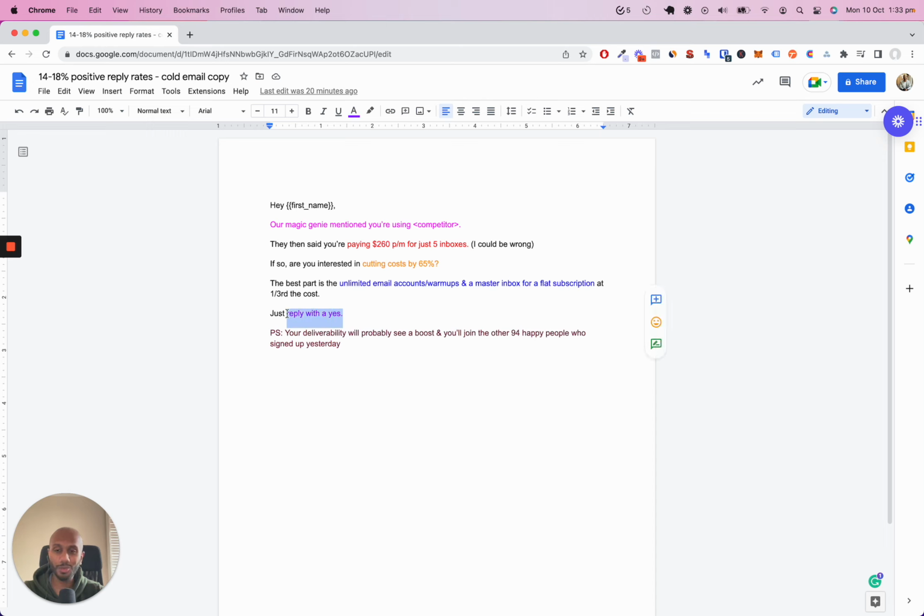Now, this is what a lot of people don't actually do. You want to go ahead and have a very clear-cut CTA. What do you want the customer to do? Do you want them to reply? Do you want them to click a link? Do you want them to say yes? You need to make sure they actually understand what they need to do.